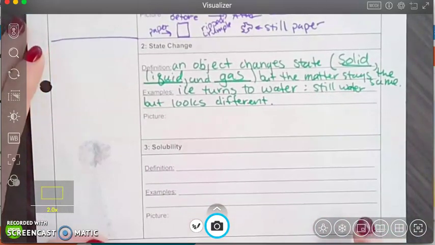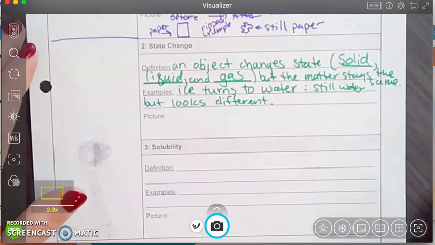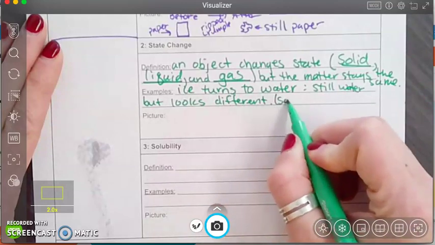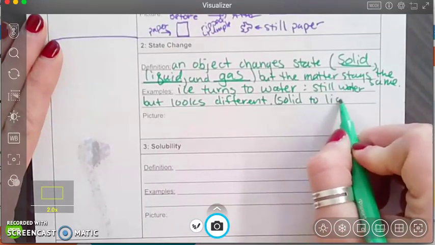Maybe you would think about this when I have water boiling on a stove. It's going from a liquid to a gas, right? We want to make sure we know ice turning to water is solid to liquid.